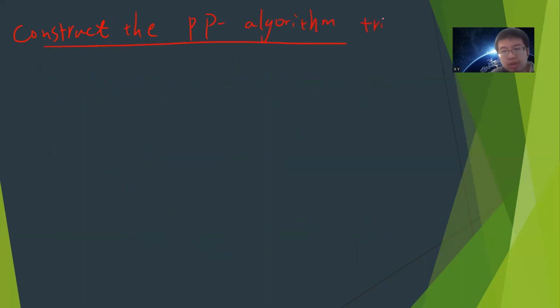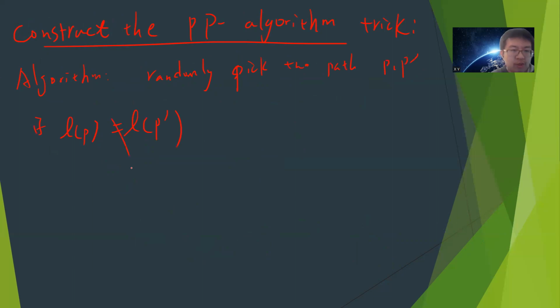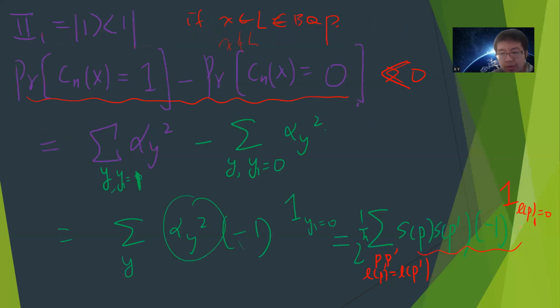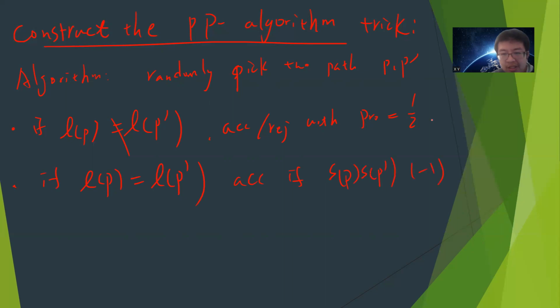Okay, so here comes the trick. This trick is very weird. So the algorithm goes as follows. You randomly sample two paths, you randomly pick two paths. So let's say P and P prime. You can compute the paths, right, in polynomial time. If LP is different from LP prime, the path results are different, then you just accept or reject with probability half. So this means that when they are different, you just randomly choose your result. If LP is the same as LP prime, then you just accept if this guy is greater than or equal to 0.